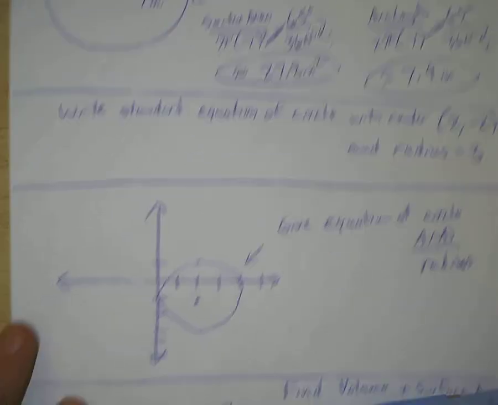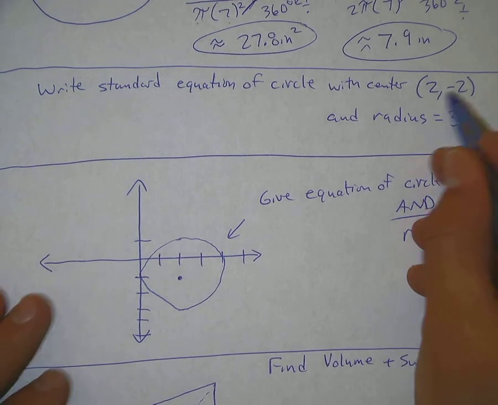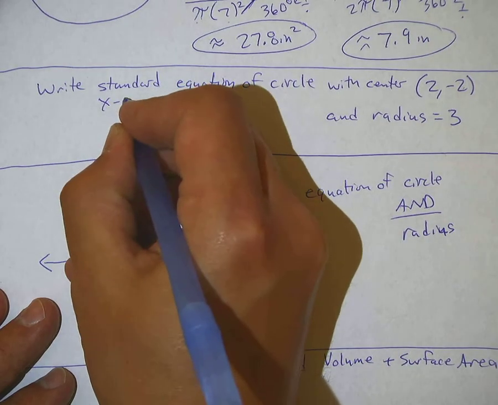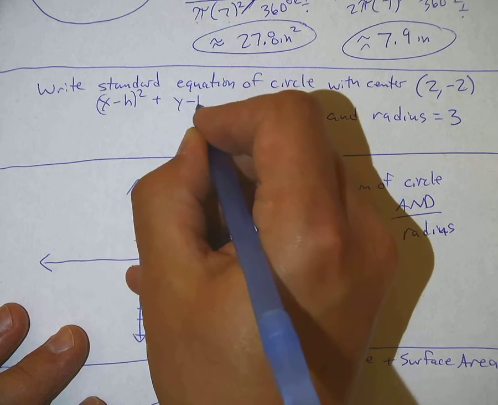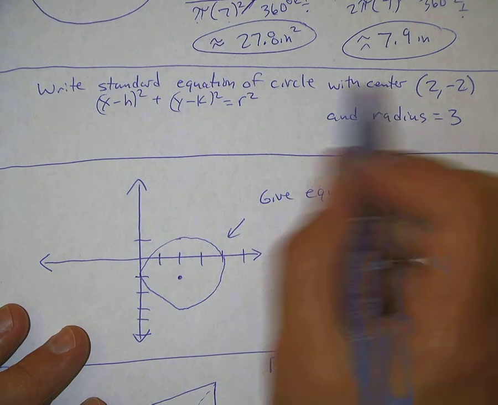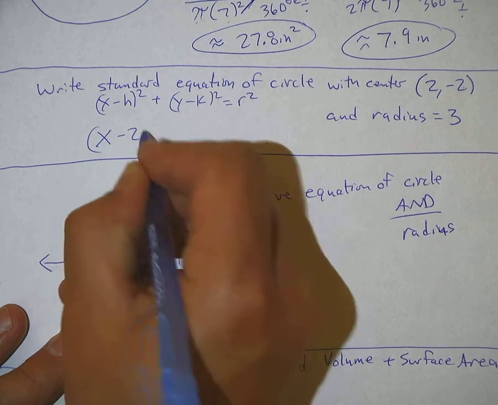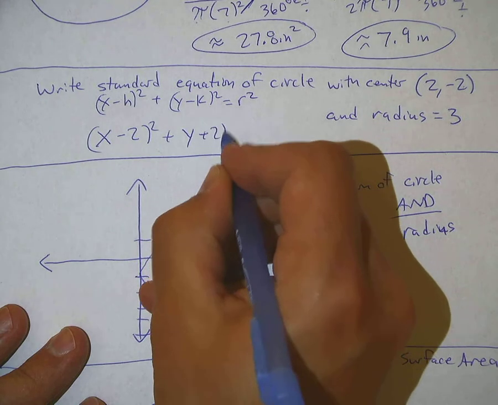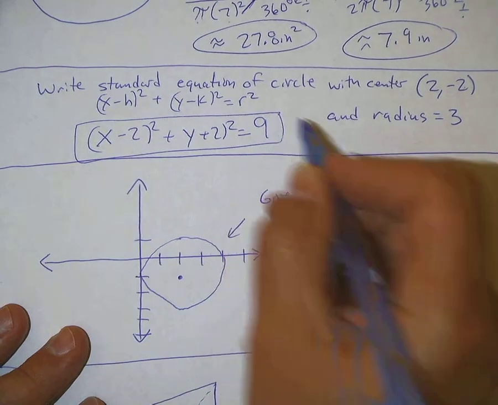So, next is write the standard equation of a circle with center (2, -2) and radius 3. Your equation is (x - h)² + (y - k)² = r². h would be your x, k would be your y. So this is going to be (x - 2)² + (y + 2)² = 3², which is 9. And this would be your equation.